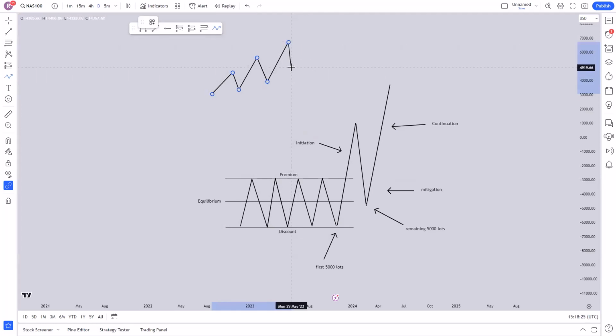Perfect. We expect a pullback into the discounted zones. Okay, so look, here we have a break of structure. And of course, you can keep longing here. No one's saying that you can't. You just have to be very aggressive with your targets.